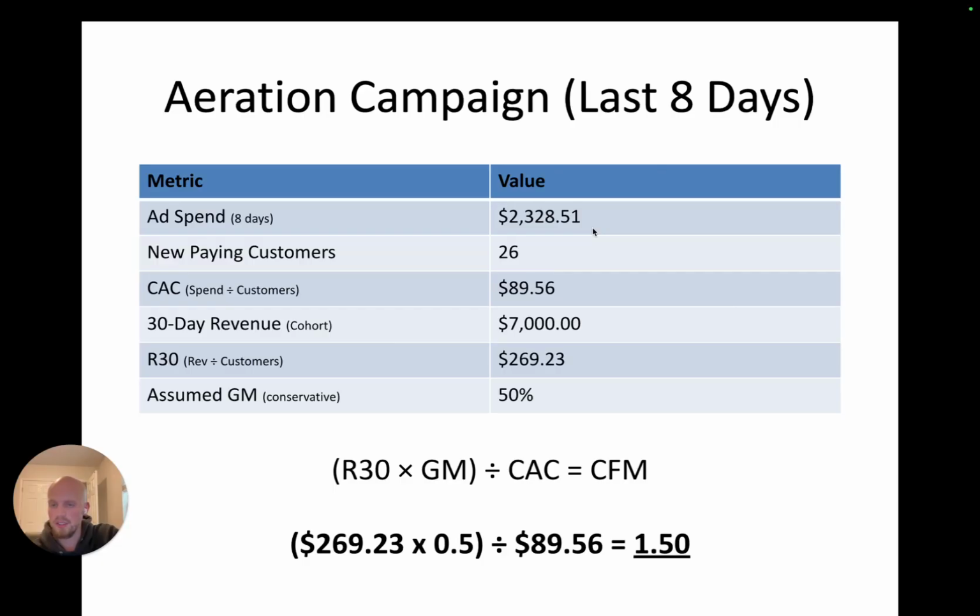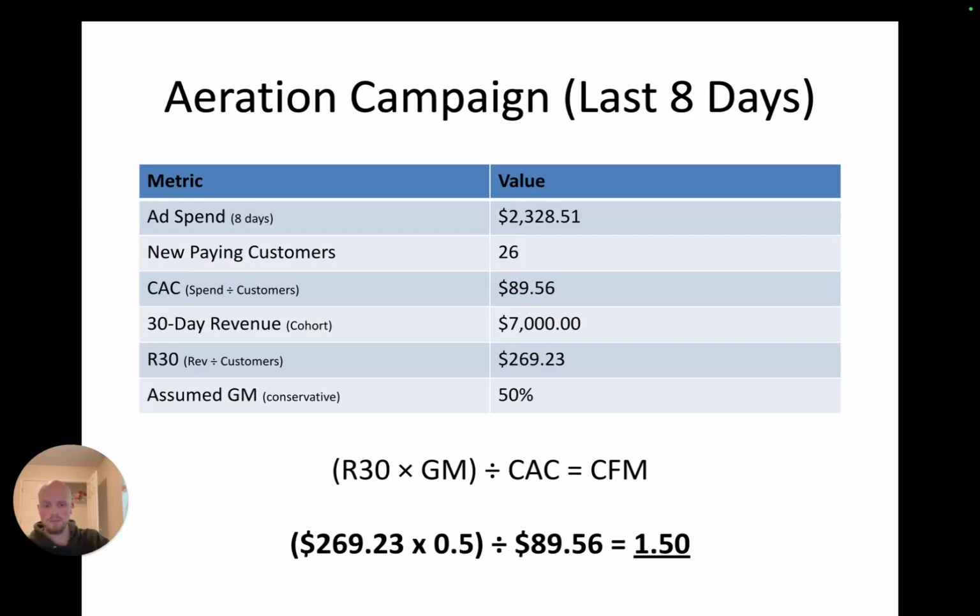So over the last 8 days, we started running aeration ads. This is something that I really wanted to test, and try to grow while still being profitable within the first 30 days on a customer. The reason I keep saying 30 days is that 30 days is the time that you can put money on a credit card, pay it off, and have no fees, right?